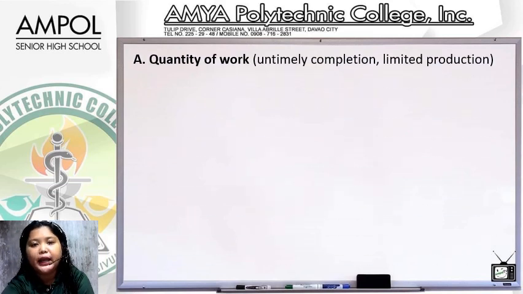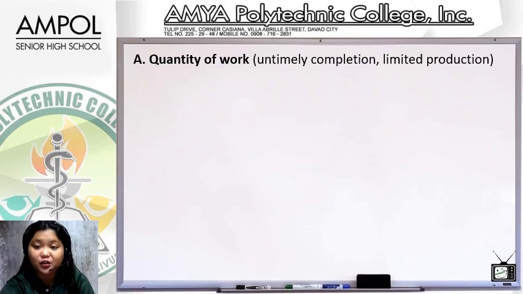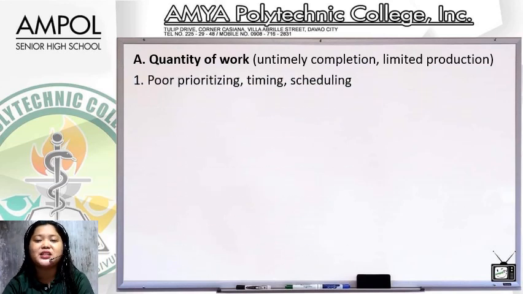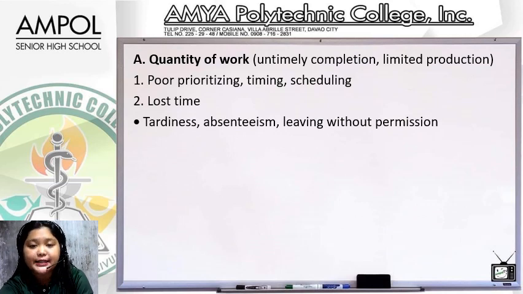So we have the quantity of work. The first one is the quantity of work. Under it, you have the untimely completion and the limited production. First, we have the poor prioritizing, timing, scheduling, loss of time, and the tardiness. So under the loss of time, we have the tardiness. Tardiness meaning yung mga lates. And then absenteeism, leaving without permission.